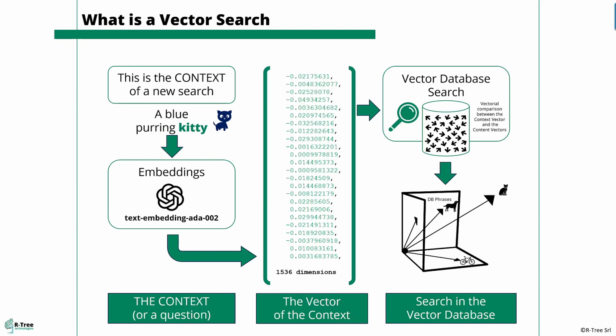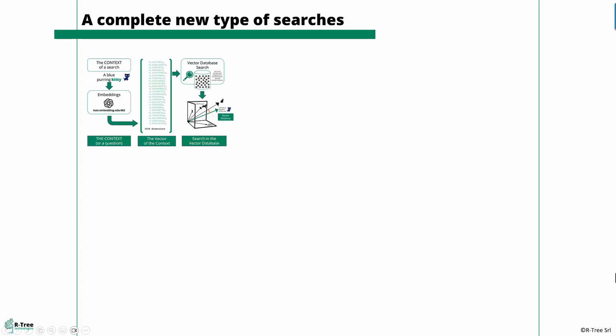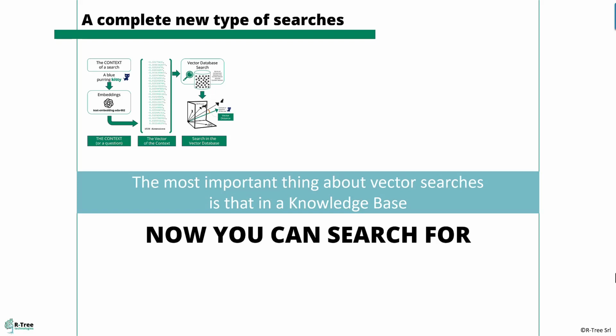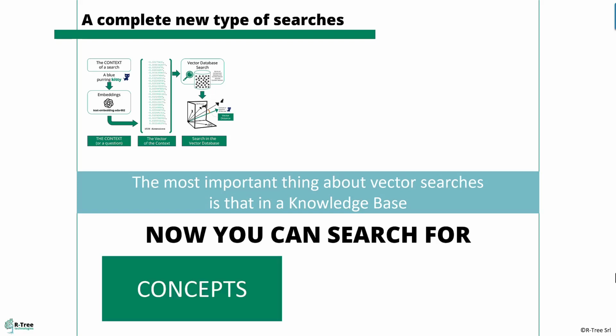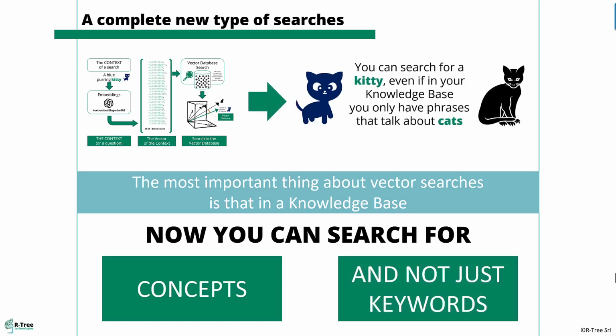The search to be conducted on the database will aim to calculate which mathematical vector, among those present in it, is closest to the concept indicated in the context. This distance is called vector distance. This shows us that the concept of kitty is close to the concept of cat. What is absolutely new in all this? Now it is possible to do new types of searches. And the most important thing is that it is possible to do searches of concepts and not just searches based on the presence of keywords in the text. Therefore, you can search for the presence of a kitty, even if in your knowledge base you only have phrases that talk about cats.